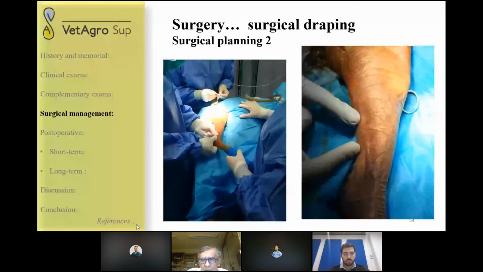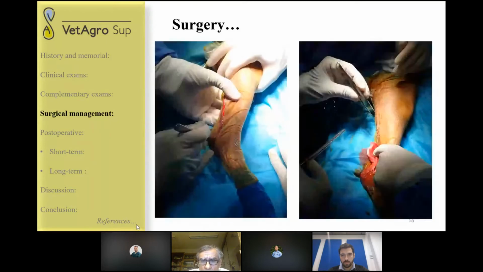And we draped the animal and put an adhesive drape, and we palpated. We did a second surgical planning. At this time, I palpate the tendon and feel some gap, and explain to my colleagues all the steps of the procedure to be sure that we will be well together. So next slide.